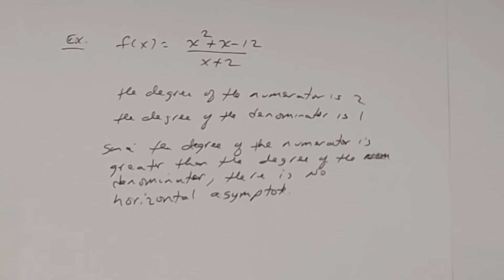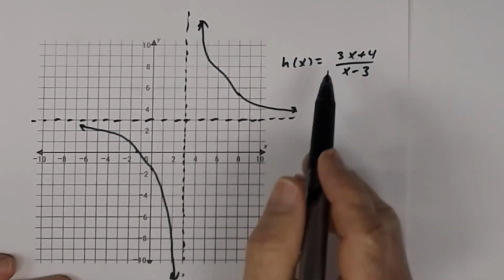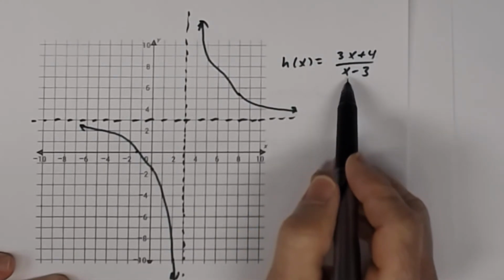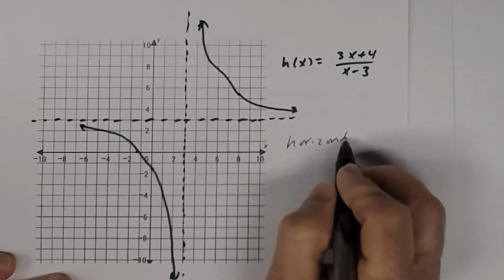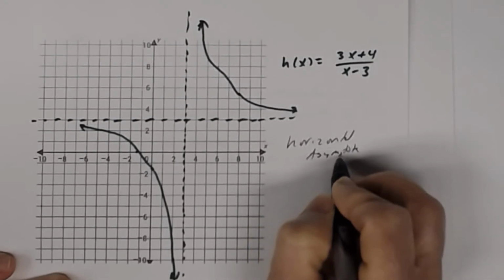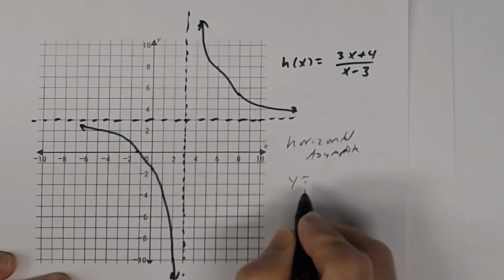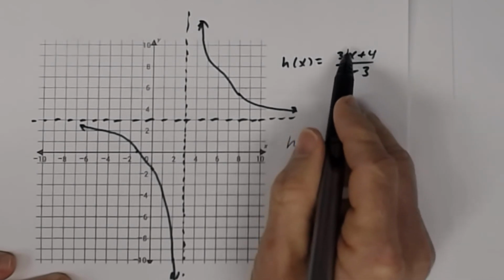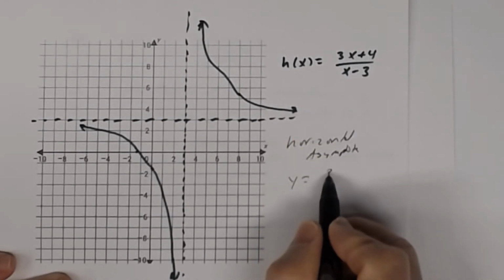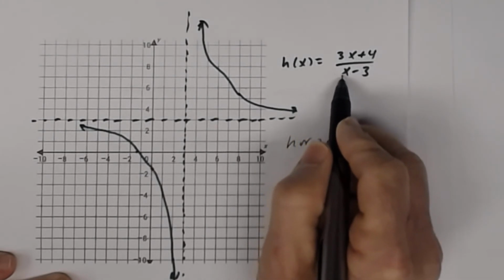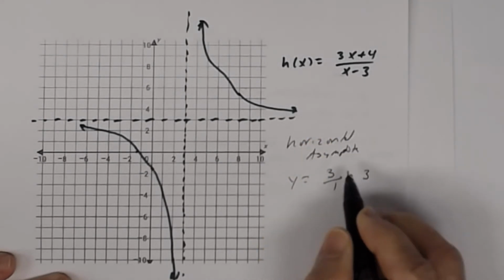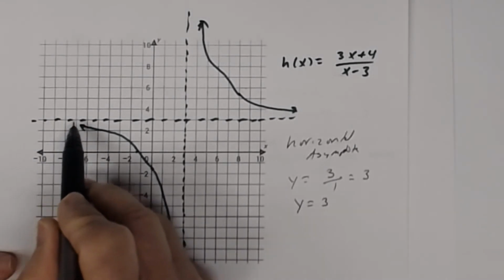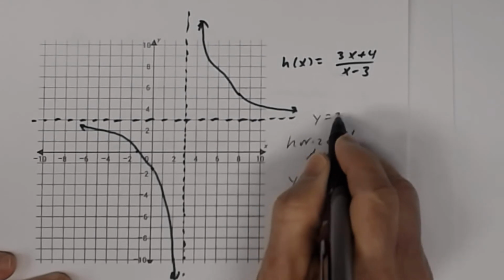Actually, before we do that, let's look at this right here, just to remind ourselves. Look at this graph. You see the degrees are the same. Look at the ratio of the coefficients. So the horizontal asymptote will be y equals. What is the coefficient of the leading term in the numerator? It is 3. What is the coefficient of the leading term in the denominator? It is 1. What is 3 divided by 1? 3. So my horizontal asymptote is y equals 3, and you see that it is. So there's your horizontal asymptote.